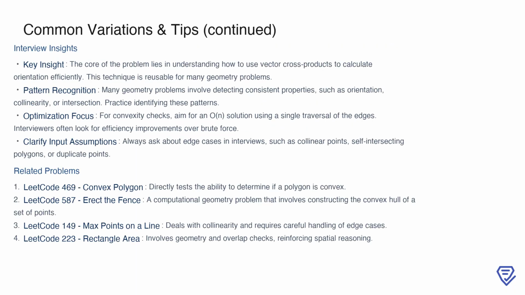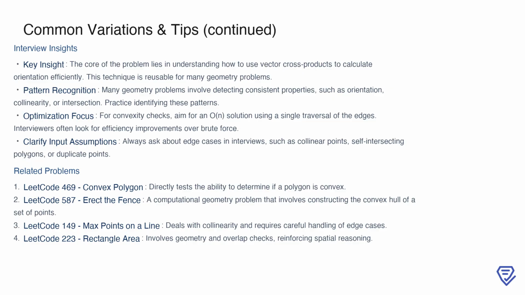When solving this problem in interviews, there are some key insights and strategies to focus on. The core idea is understanding how to use vector cross-products to calculate orientation efficiently. This method is not only essential for this problem but also highly reusable in other geometry-related challenges. Additionally, many geometry problems share similar patterns, such as ensuring consistent orientation, checking for collinearity, or identifying intersections, so practicing these patterns can be invaluable. From an optimization perspective, aim to achieve an O(n) solution by traversing the edges just once, as interviewers often test your ability to improve on brute force methods.